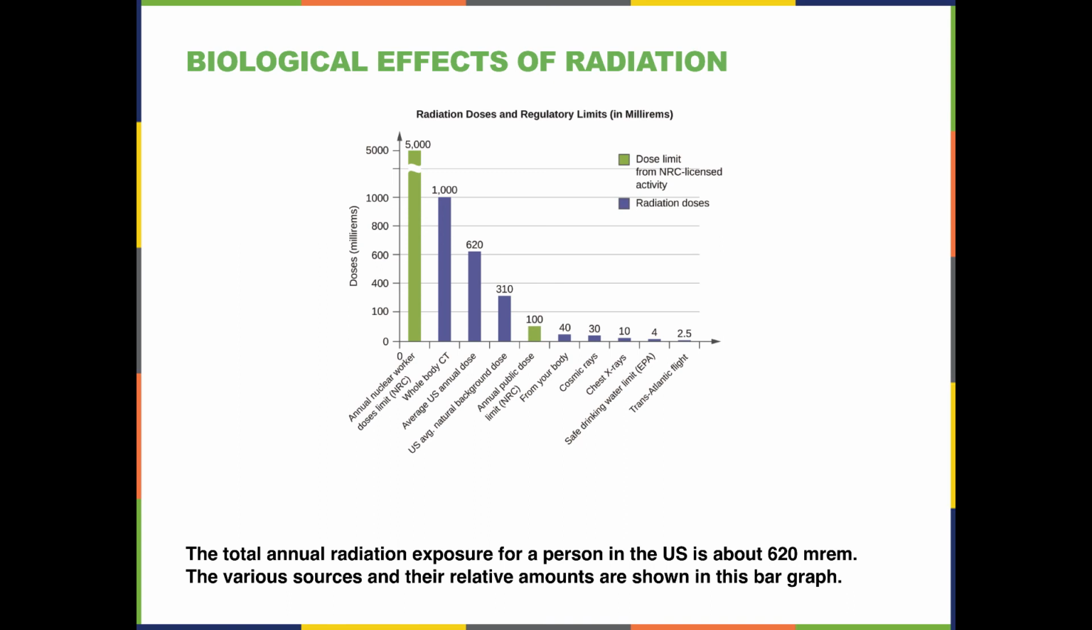Your total annual radiation exposure per person in the United States is about 620 millirems, so thousandths of a rem, not a complete rem. This diagram shows various sources and their relative amounts of radiation, and you can see that a whole body CAT scan is 1,000 millirems. So if you get 1 CAT scan, it's almost twice as much as the average annual exposure.